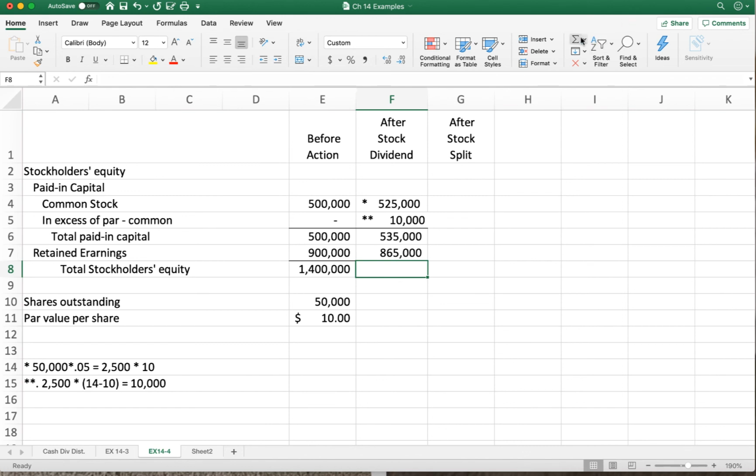Now I'm going to calculate the new total stockholders' equity after the stock dividend. Well, that's easy. I'm just going to add them all up. Add up my total paid-in capital, add up my retained earnings, I get $1.4 million. It's still the same thing, right?